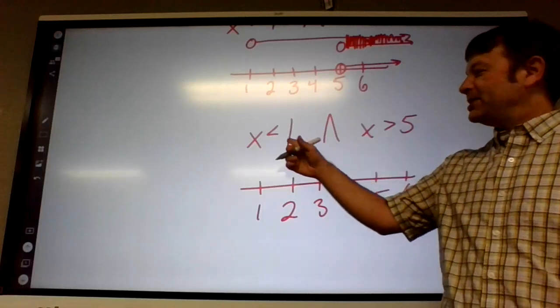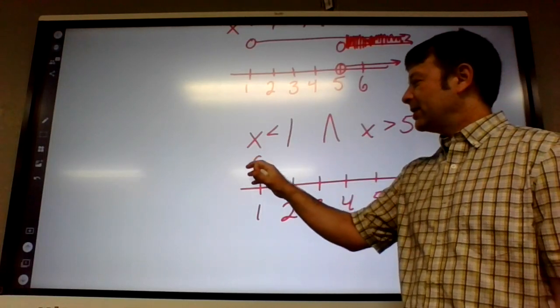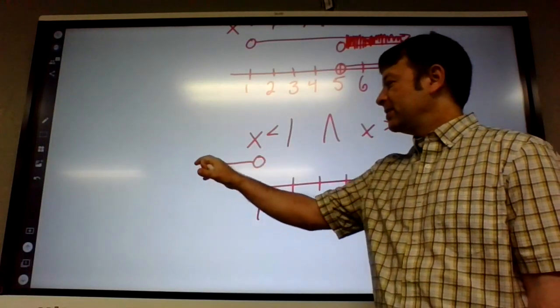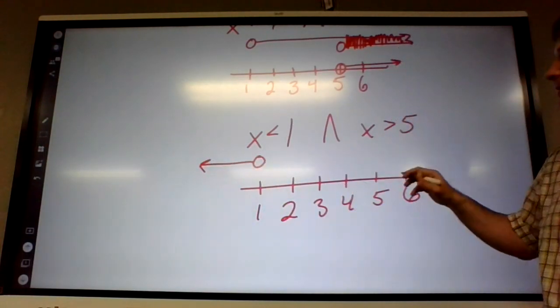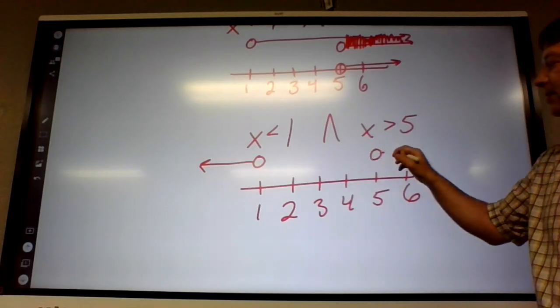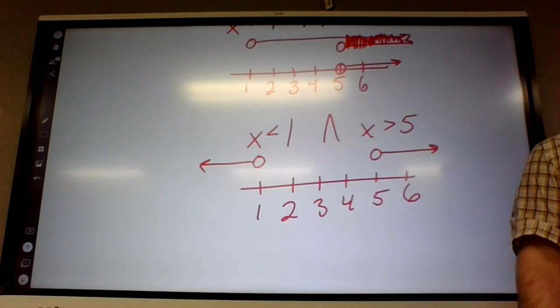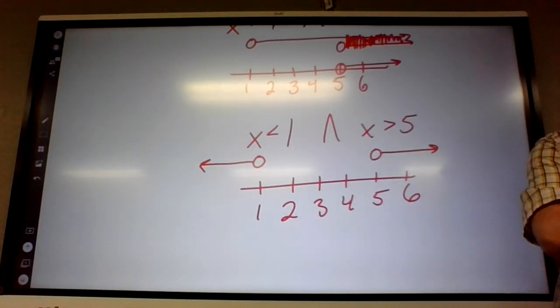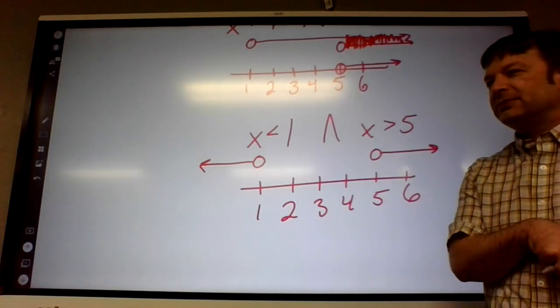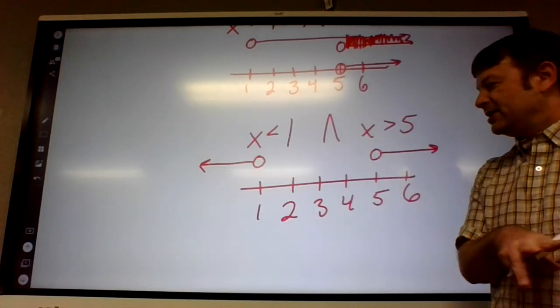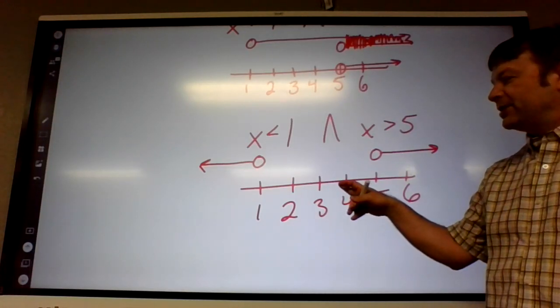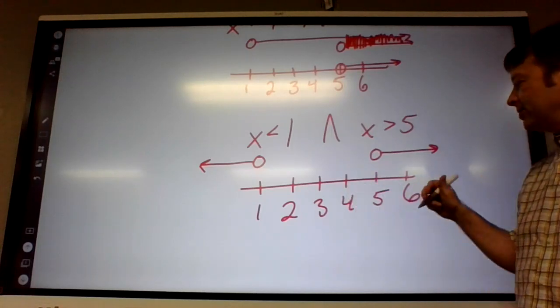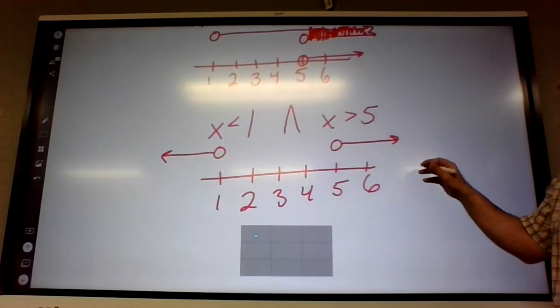Okay, so what does X is less than 1 look like? Going that way. What does X is greater than 5 look like? Going that way. What numbers are less than 1 and greater than 5? Nothing. So what would the graph look like? Blank. You could say there's no solution.